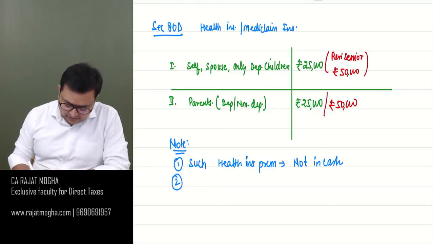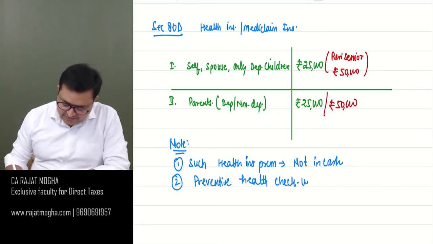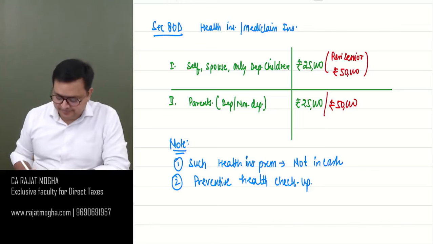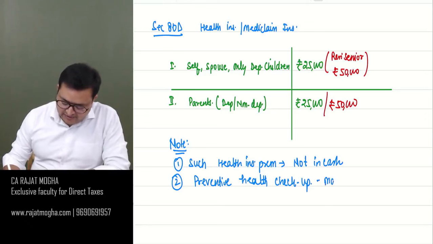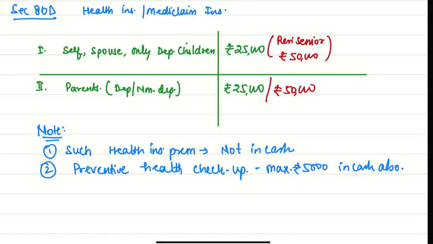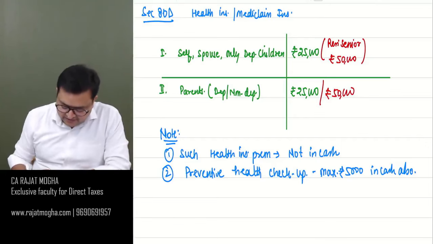However, preventive health checkup is allowed. How much is the maximum limit? Maximum rupees 5,000, and in cash also. So preventive health checkup is whenever we are getting our health checkup. The limit is 5,000 and it can be paid in cash also.